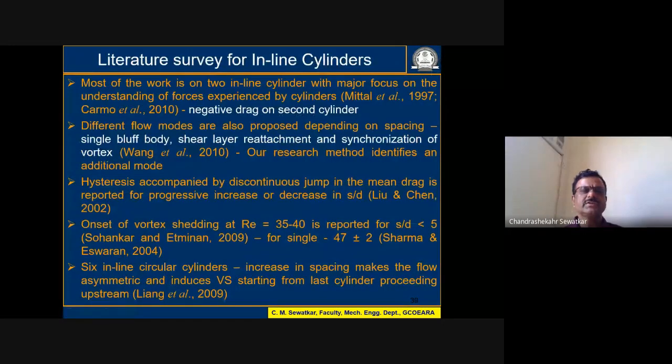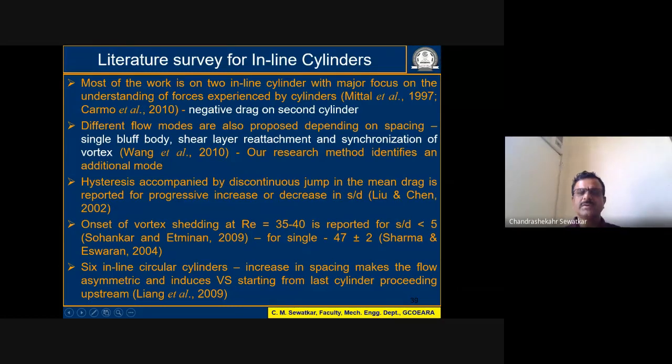We carried out the literature survey. We found that most of the work is on two inline cylinders, with a major focus on understanding the forces experienced by the cylinders, and negative drag on the second cylinder was reported, especially by Mittal et al. and Carmo et al. Different flow modes were also proposed depending on the spacing: a single bluff body, shear layer reattachment. Our research identifies an additional mode. We have identified 4 different modes; earlier, only 3 modes were identified.